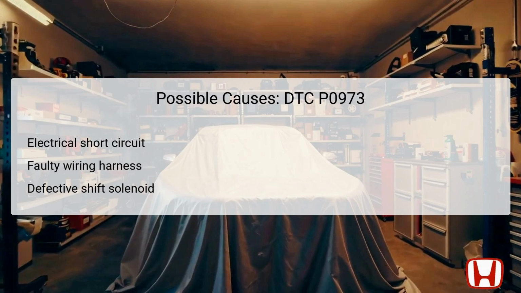Additionally, there is a slight possibility that the shift solenoid itself might be defective, though it is crucial to rule out electrical issues prior to replacing components. Systematic testing of these potential causes is essential for effective resolution of the DTC. Understanding these causes helps focus troubleshooting efforts on the right components, ensuring efficient and accurate repairs.